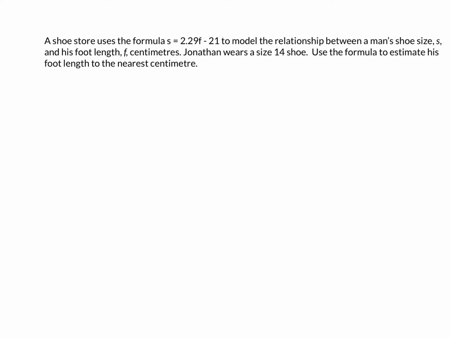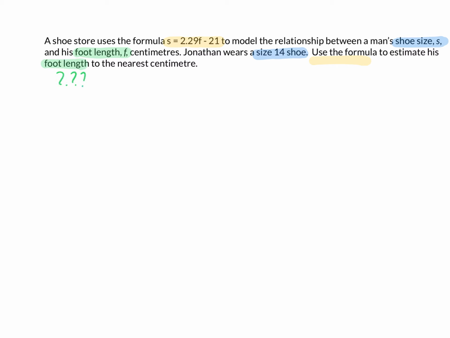Okay, so this question says a shoe store uses the formula S equals 2.29 times F, take away 21, to model the relationship between a man's shoe size, S, and his foot length, F. Jonathan wears a size 14 shoe. So this is his shoe size, 14. We're going to use the formula to estimate his foot length, so we need to figure out his foot length to the nearest centimeter.